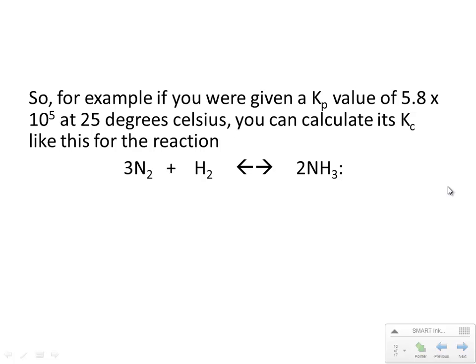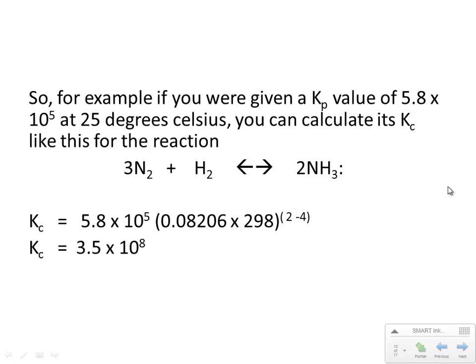So, in an example, if you have a given value of Kp, such as 5.8 times 10 to the 5th, and at that standard temperature, you can calculate its Kc for the reaction using that conversion equation. It's going to look like this. You'll input it into the equation, and up here, in place of the delta N, we're going to have the 2 from here, and the 4 comes from adding the 3 and the 1 from the reactant side over here. Essentially, that's going to give you a Kc value of 3.5 times 10 to the 8th.